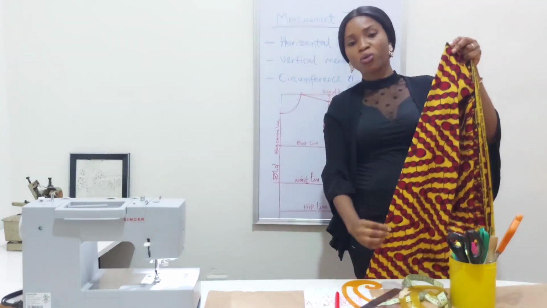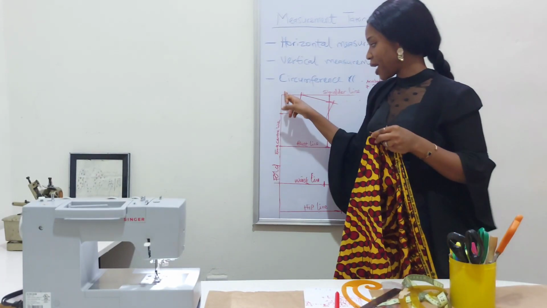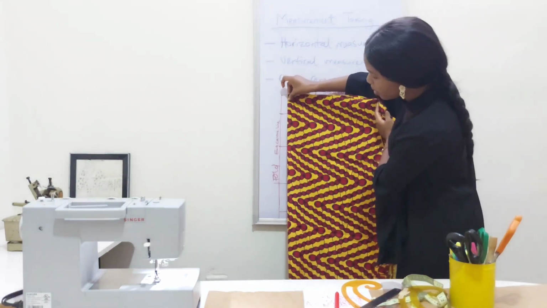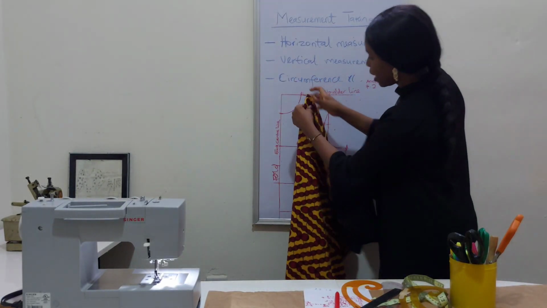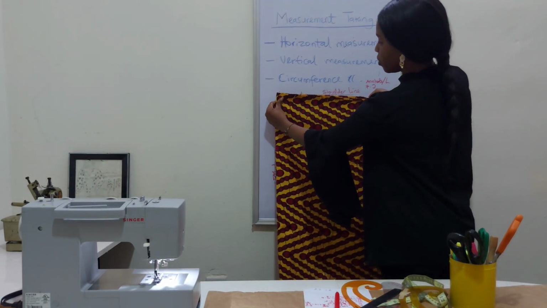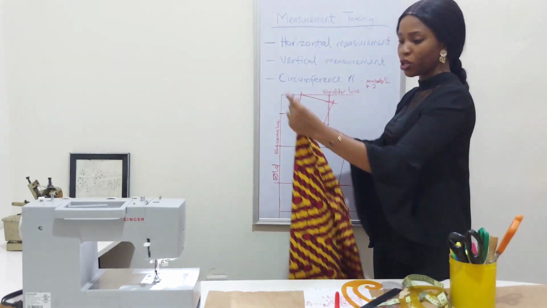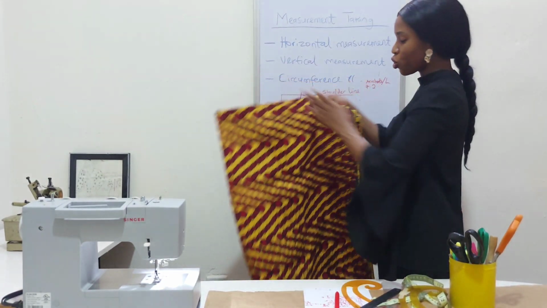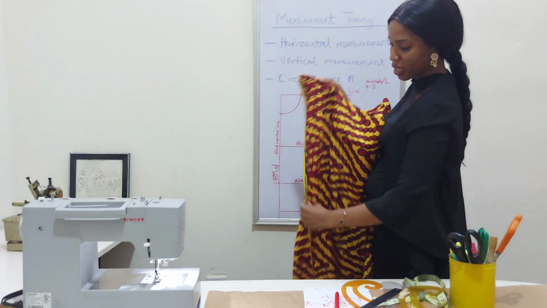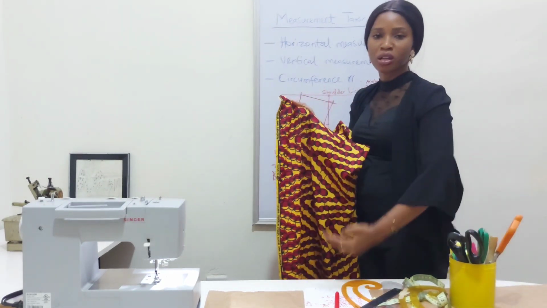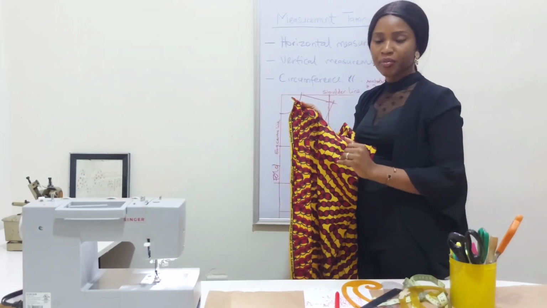So this fold here is here. And so when you're done with your pattern, you're going to place your pattern on your fabric like this. So you're not going to place your fabric like this. If you place it like this, it means you're just cutting half of the front bodice.